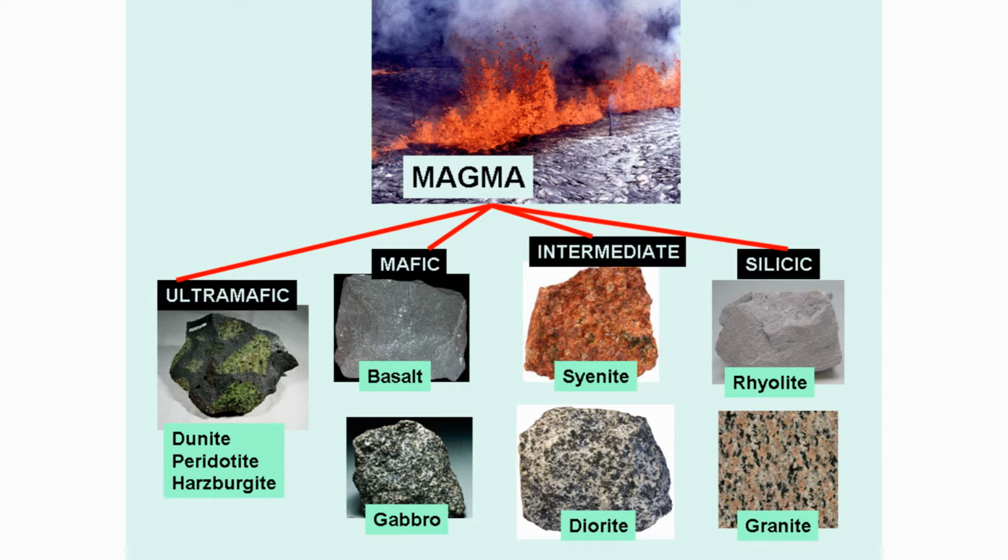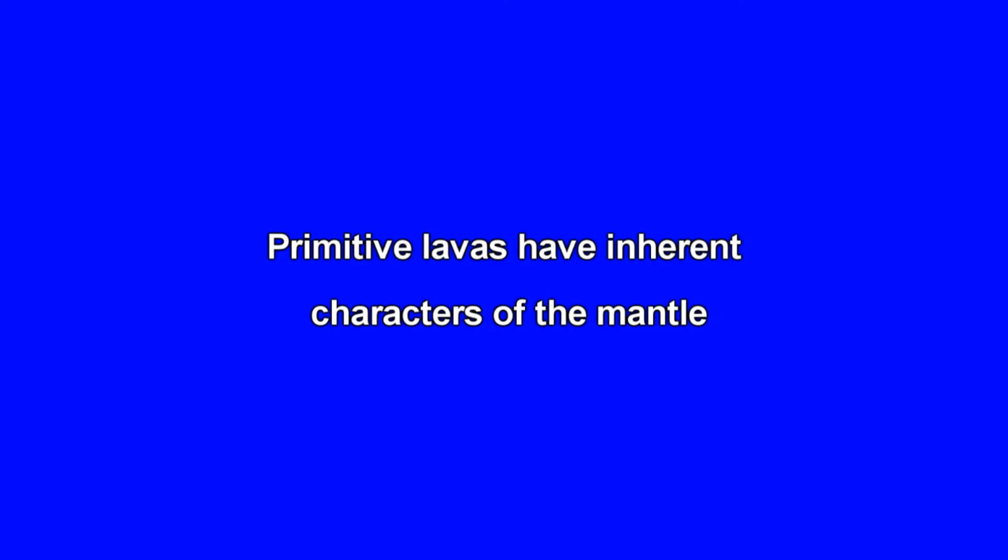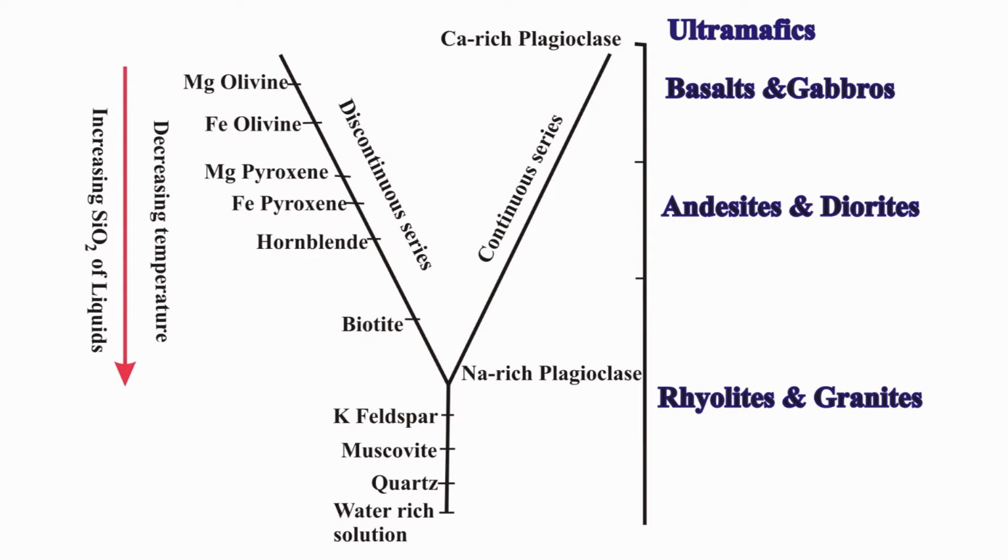The earlier fractions, we call them primitive lavas. Primitive lavas means they have the inherent character of the mantle. But later on, these lavas fractionated into different fractions, and as a consequence, they show acidic character, because silica crystallizes in the late phase of the crystallization of basaltic magma.